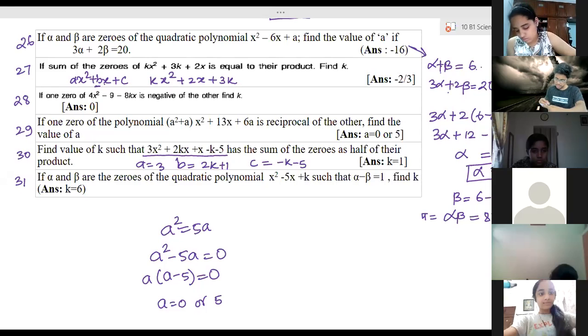If alpha plus beta is equal to 5 and alpha minus beta is equal to 1, add both of them. If you add the equations, you will get the value of alpha. So alpha plus alpha minus beta is equal to 5 plus 1, that is 6. So beta minus beta will get cut, so 2 alpha is equal to 6. So alpha is equal to 3. And alpha minus beta is equal to 1, so beta value will be 2. And K is alpha into beta, K is 6. Yes.